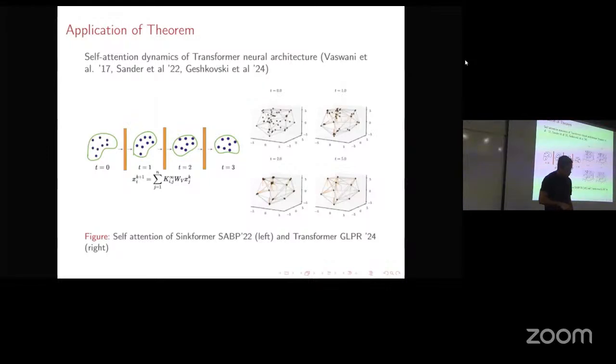So transformers are this neural network architecture which gets used these days in all these LLMs and those things. They were originally proposed by Vaswani et al. And these are pictures I've taken from these papers, Vaswani et al., Sander et al., and Geshkovsky et al. The way that you should think of transformers is that it's some kind of dynamical system on the space of measures.